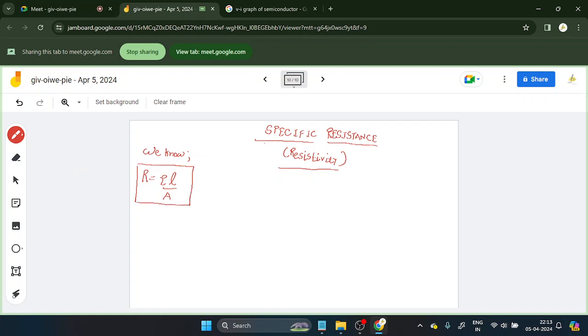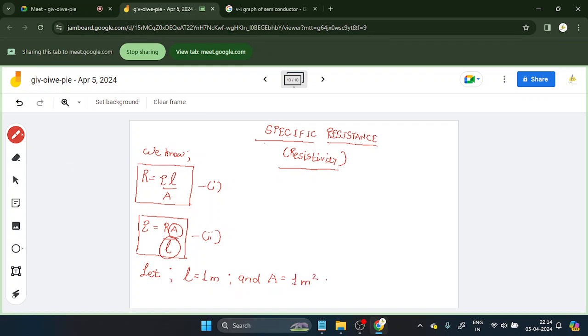Right? So in terms of rho, I can write rho equals R A upon L. Yes or no? So let us do one thing. Let L equal 1 meter. We are taking this length as 1 meter, and area of cross section as 1 meter square. Clear? We will take everything as unity.